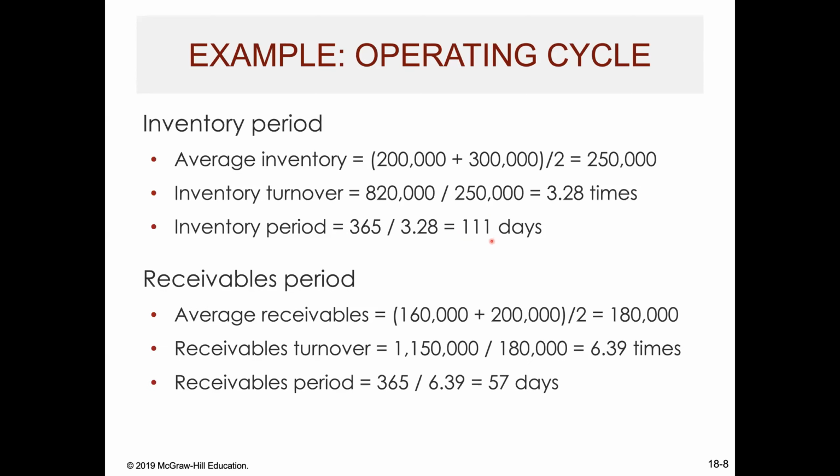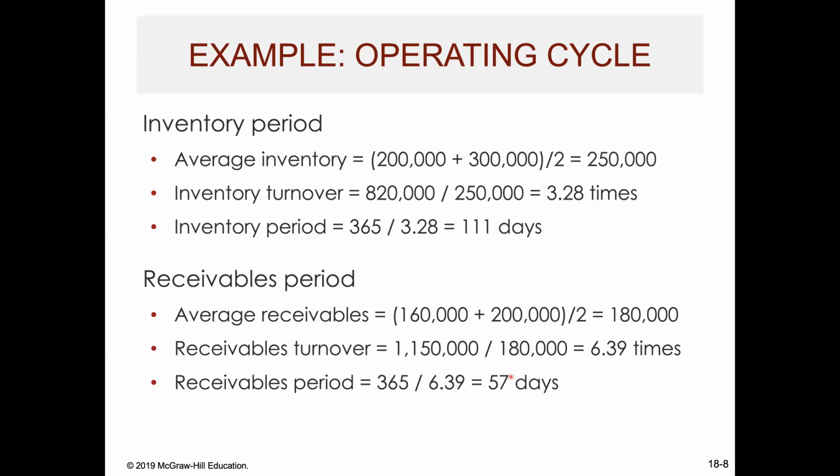We do the exact same thing to get our receivables period. This time we'll get the average receivables, which was 160 plus 200 divided by 2, so we can average it out. So 180,000 is our average receivables. Our receivables turnover is net sales divided by the average receivables. So our receivables turnover is 6.39 times during the year. So we'll collect our receivables 6.39 times over the year. The receivables period is just 365 days divided by our receivables turnover.